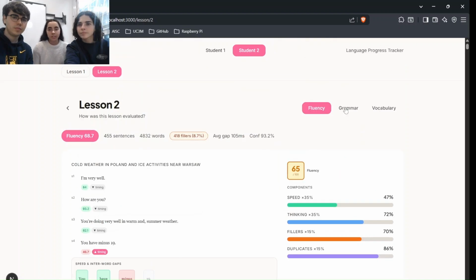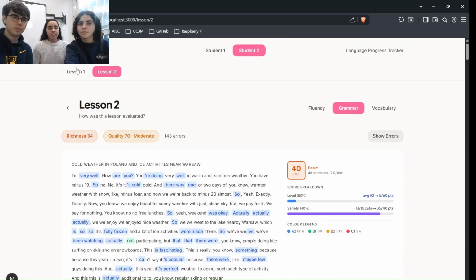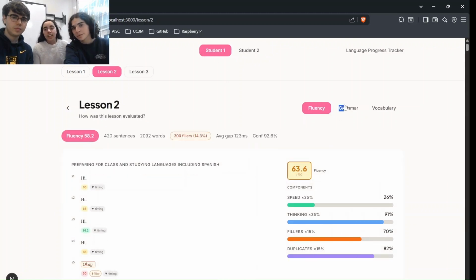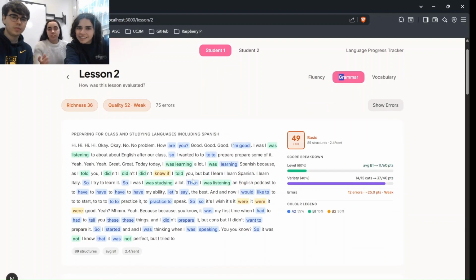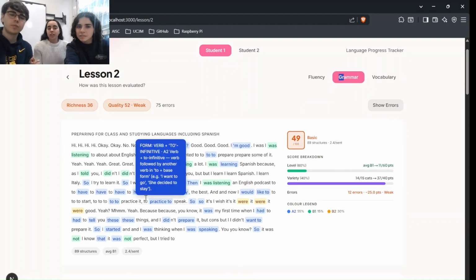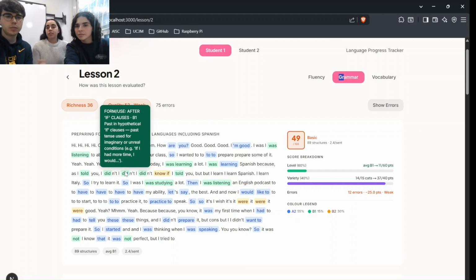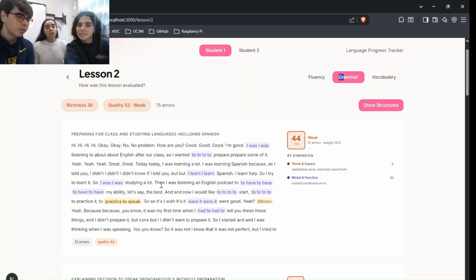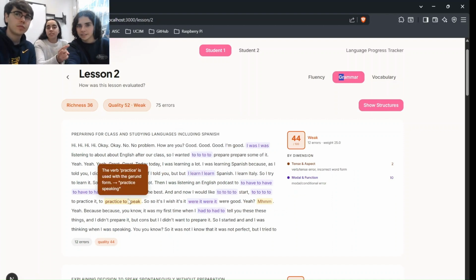Additionally, we also implemented the grammar, where we measured, for example, in student 1, in lesson 2, the different grammar structures that they use, and also the errors that they made. Additionally, the vocabulary, like the words that they practice to speak.